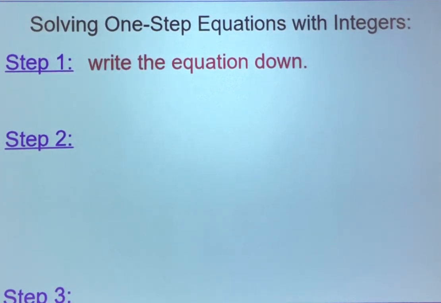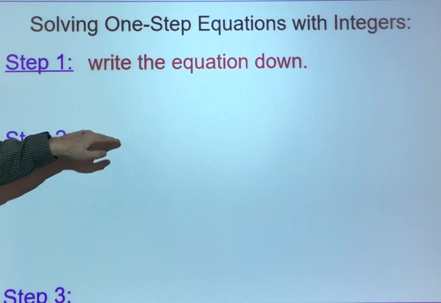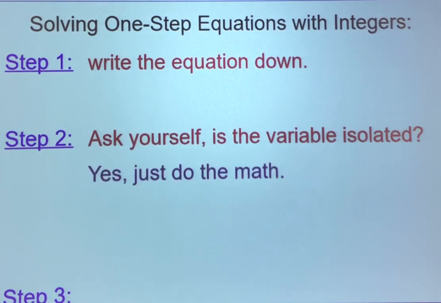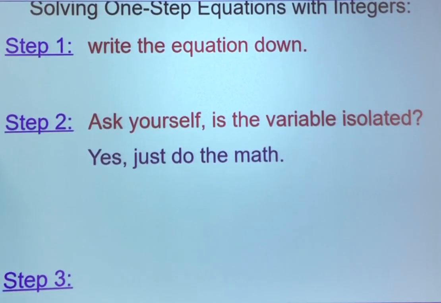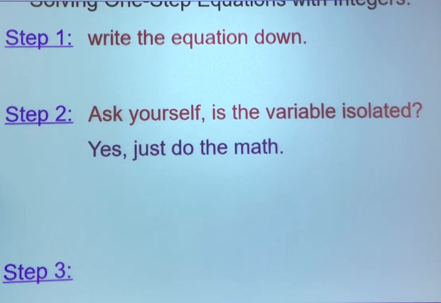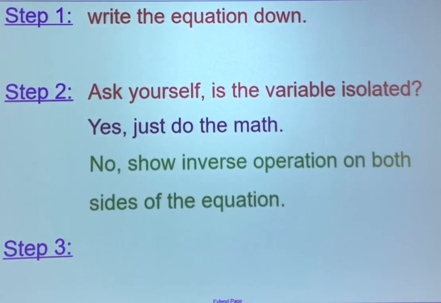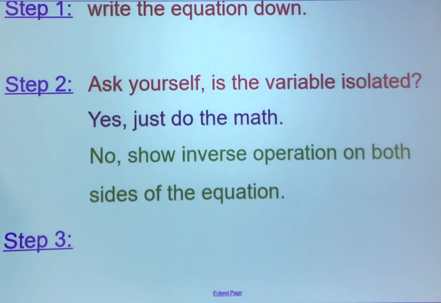Once you have it written down and you look at it, you need to ask yourself a question. Is the variable isolated? If you answer yes to this question, you're just going to do the math, okay? The variable's already isolated. Go to the opposite side, follow your order of operations, and simplify as far as you can. If you answer no, show the inverse operations on both sides of the equation. So far, this is exactly what we've been doing, okay?